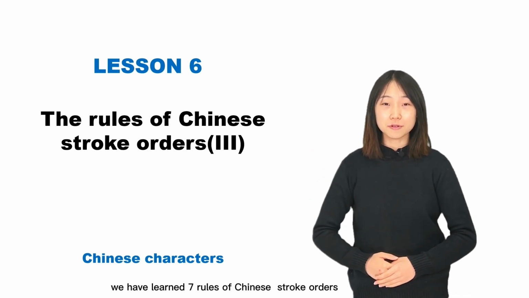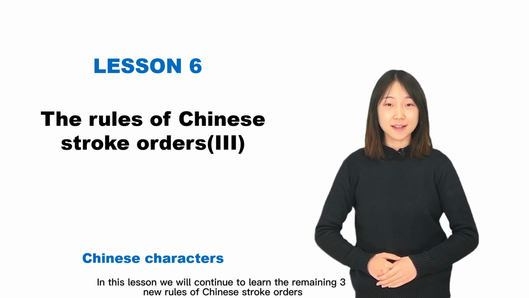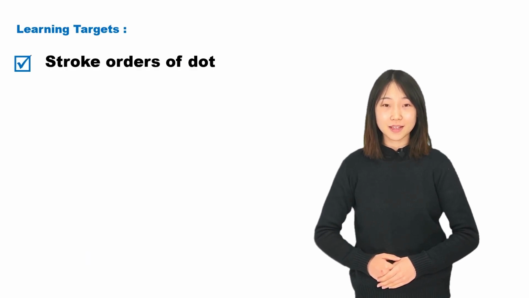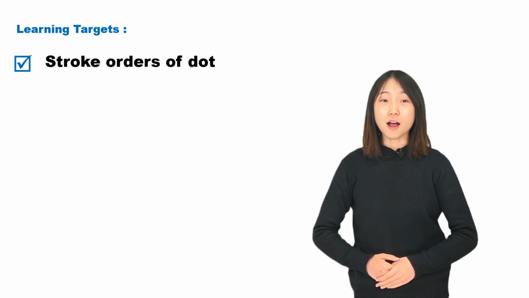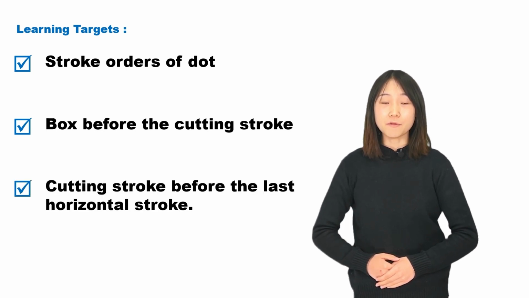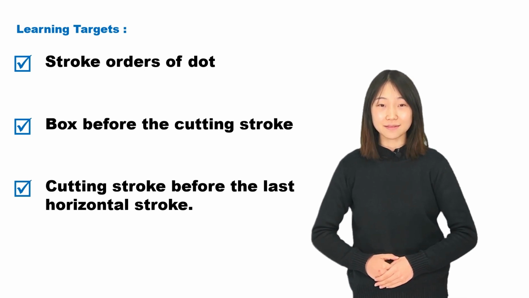We have learned 7 rules of Chinese stroke orders. In this lesson, we will continue to learn the remaining 3 new rules of Chinese stroke orders. In this lesson, you will learn stroke orders of dot and box before the cutting stroke, and cutting stroke before the last horizontal stroke. Okay, let's begin.